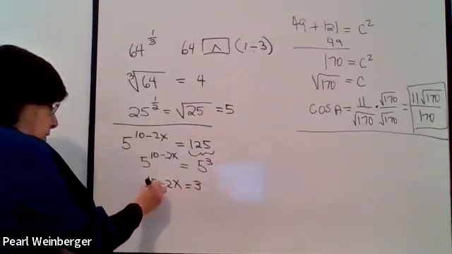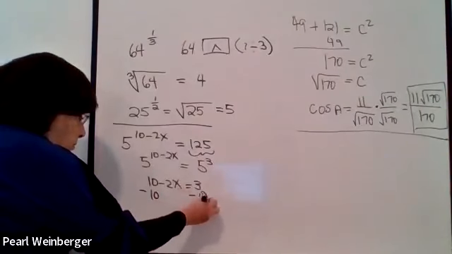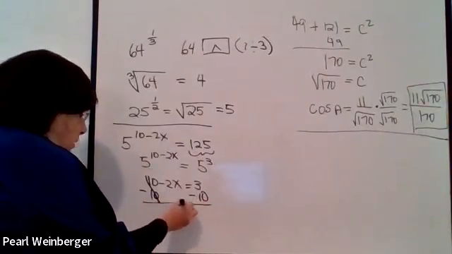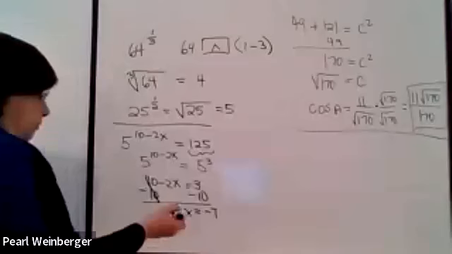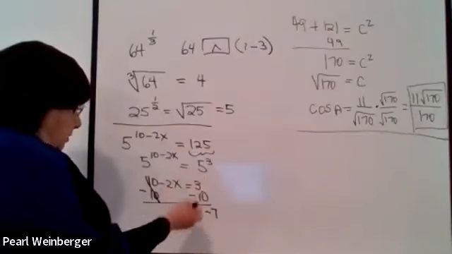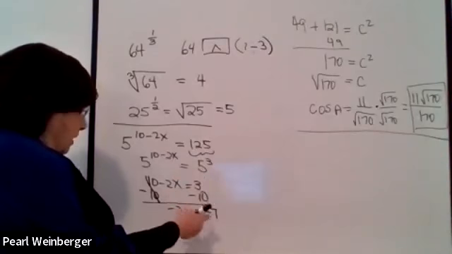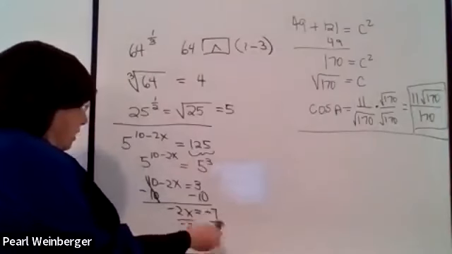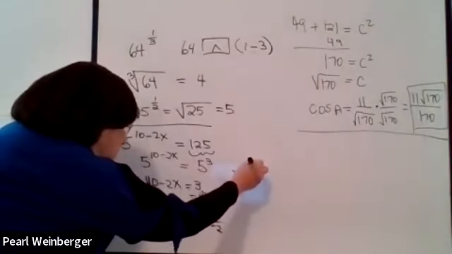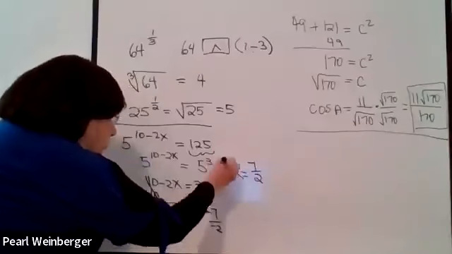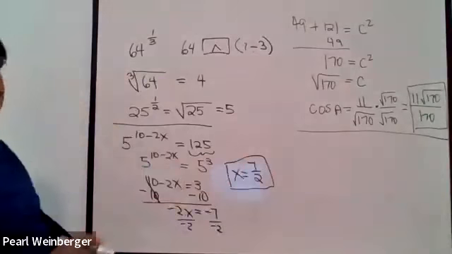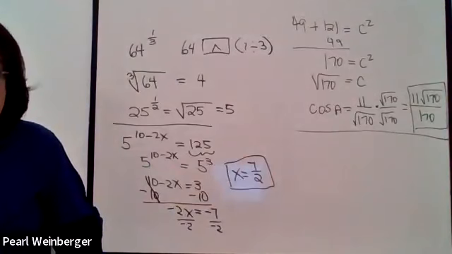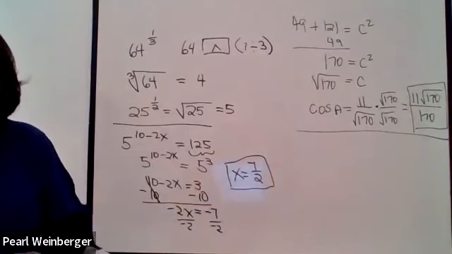I'll just bring this 10 to the other side. So that'll give me negative 2x equals 3 minus 10, which is negative 7. And then I divide both sides by negative 2. And of course, a negative and a negative gives me a positive, so my answer becomes 7 over 2. So that's how we solve an exponential equation. Now I'm going to give you one to try while I take attendance.